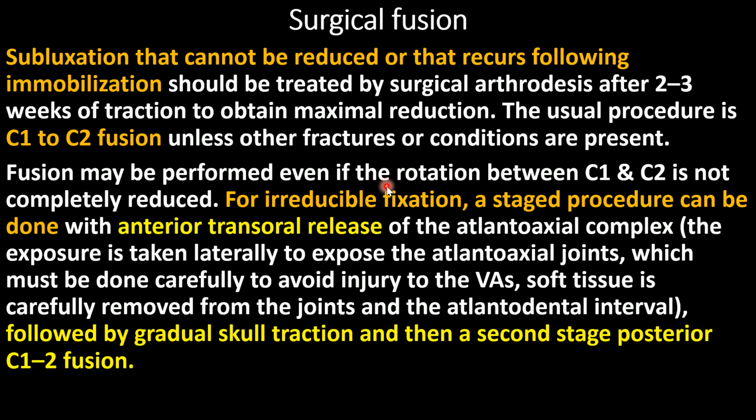Fusion may be performed even if the rotation between C1 and C2 is not completely reduced, and in such a situation we have to do a staged procedure. The first step is to do transoral odontoidectomy and unlocking of the locked C1 to C2 vertebrae. So the first step is transoral unlocking, and after that we have to do a second stage posterior C1 to C2 fusion.